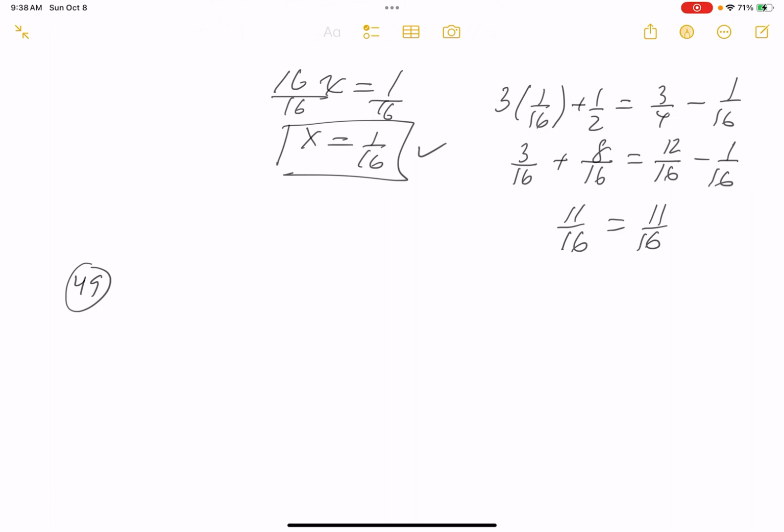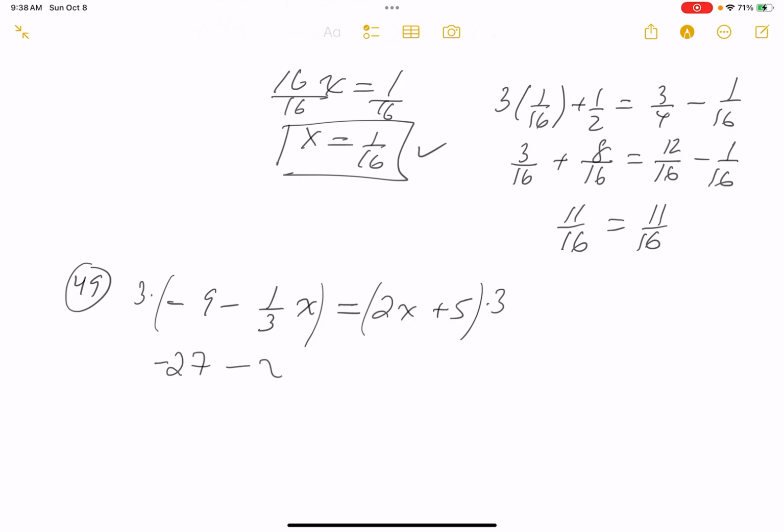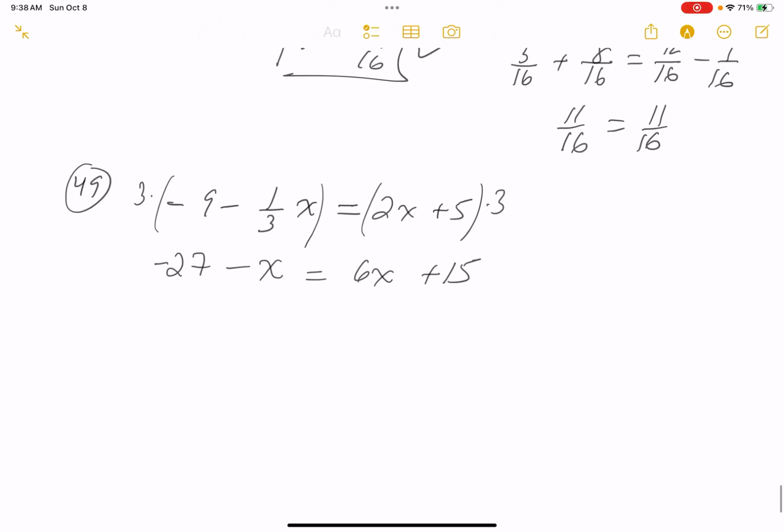And again, these are more involved questions, there's no doubt about it. So 49 is minus 9 minus 1/3 x is equal to 2x plus 5. I'm going to multiply both sides by 3. You get minus 27 minus x equals 6x plus 15. I'm going to add x to both sides, and I can subtract 15 from both sides. What do you get there?